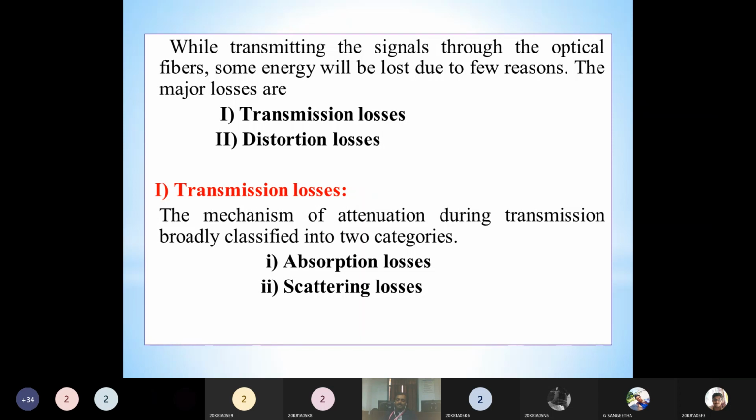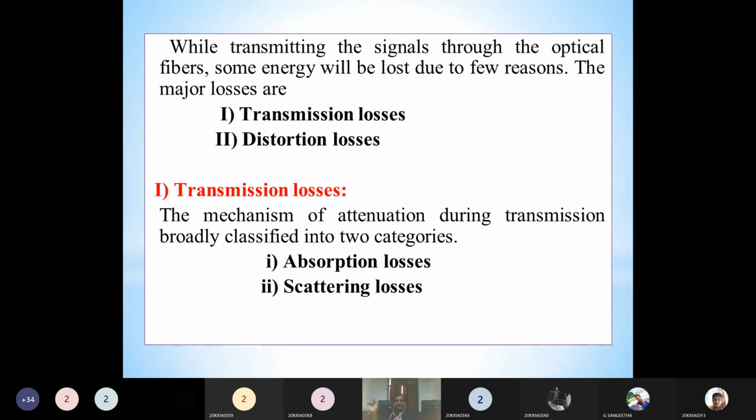The mechanism of attenuation during transmission is broadly classified into two categories. That means during the transmission of light there will be some losses, some attenuation. Those losses we call transmission losses. There are mainly two types of transmission losses: the first one is the absorption losses and the second one is the scattering losses.